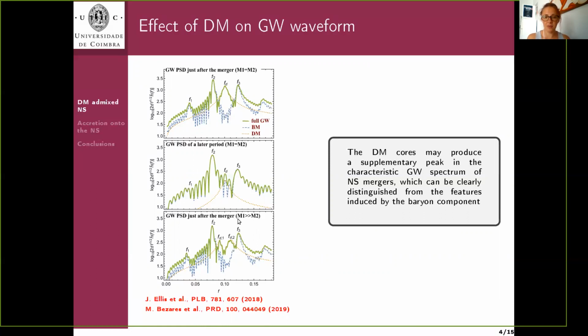At the same time, in a very asymmetric system, we see exactly the same situation. We see F1, F2, and F3, three peaks related to the baryon matter component, and we see two new peaks related to the dark matter component.